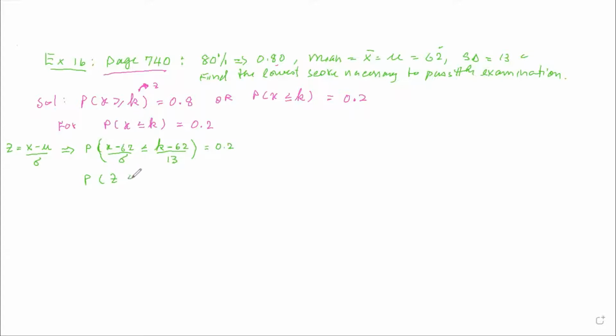So we have the Z-score less than or equal to (K minus 62) over 13, and this is equal to 0.2. Now from this one, we go back to the table, which page number? Page 75. Go back to the table, looking for the area of 0.2. But 0.2 we couldn't get exactly, right? Then you find the values in between.